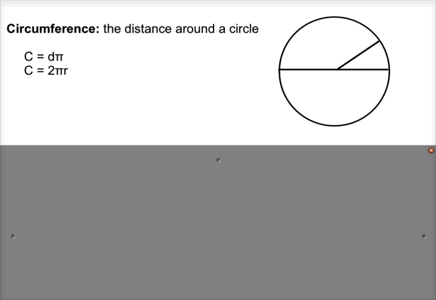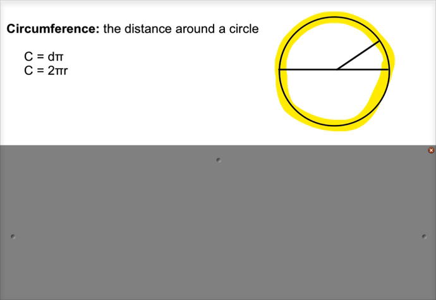Circumference is the distance around a circle. So if I look to the right, I can think of this circumference as similar to perimeter for polygons, and that the circumference is going to be the distance to go around the outside. And the formula to get the circumference is diameter times pi, or 2 pi r.